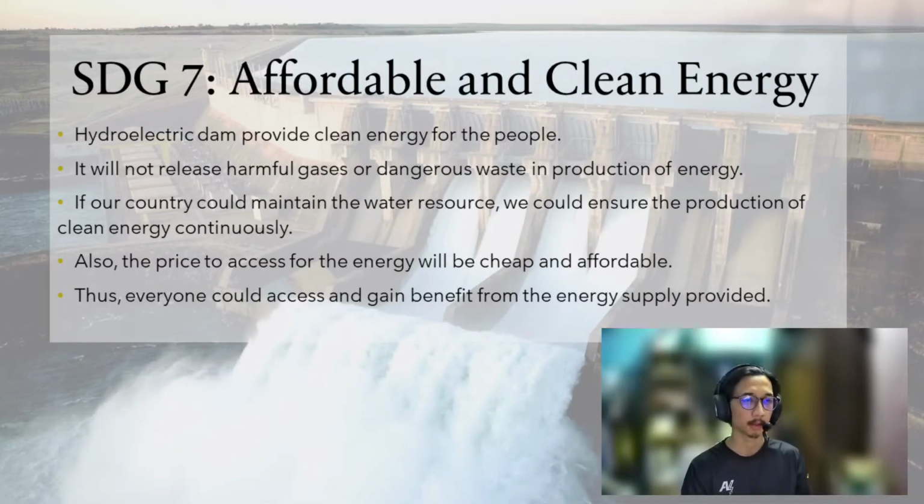Next, Sustainable Development Goal 7, affordable and clean energy. Hydroelectric dams provide clean energy for the people. They will not release harmful gases or dangerous waste in producing energy. If our country could maintain the water resource, we could ensure the production of clean energy continuously. Also, the price to access the energy will be cheap and affordable. Thus, everyone could access and gain benefit from the energy supply provided.